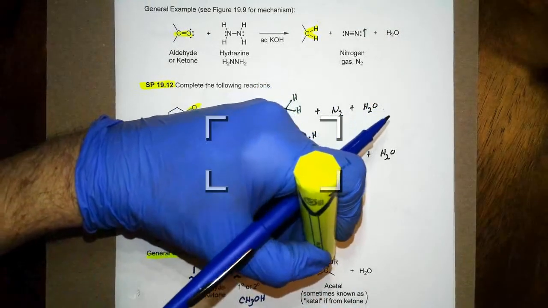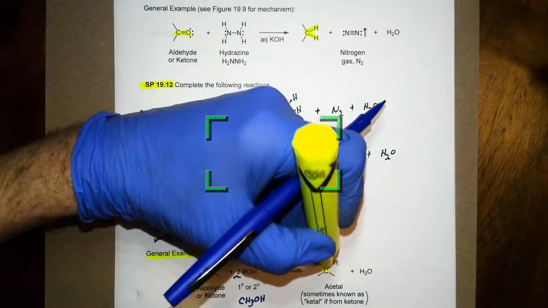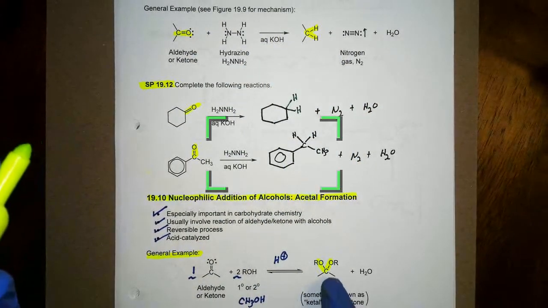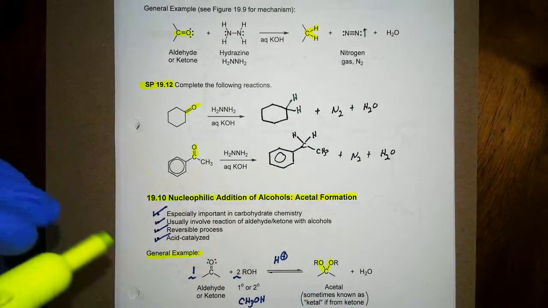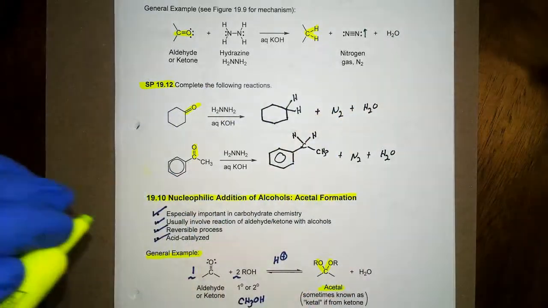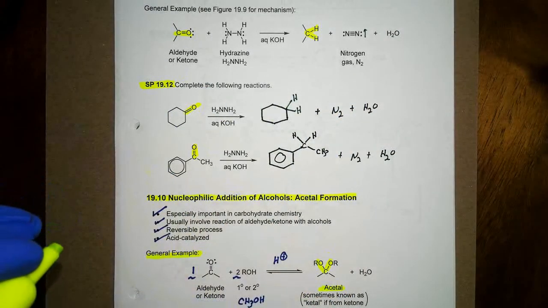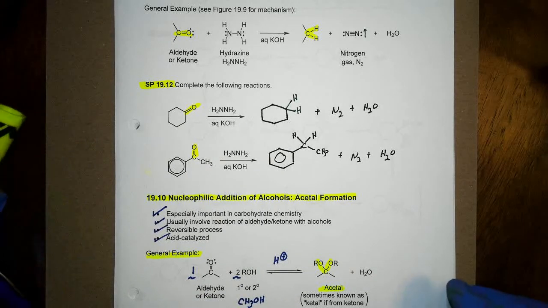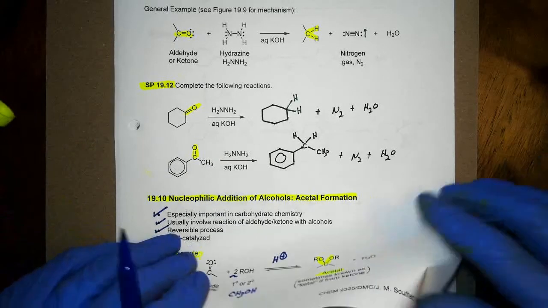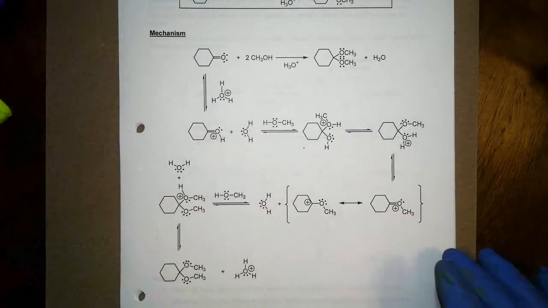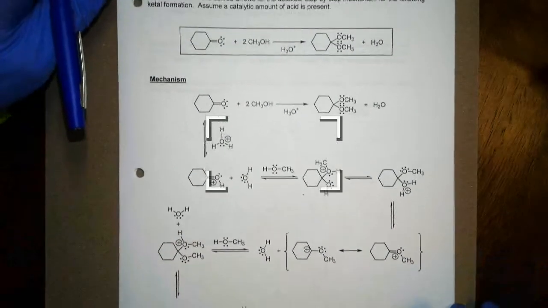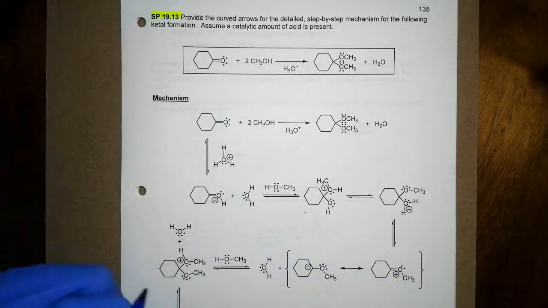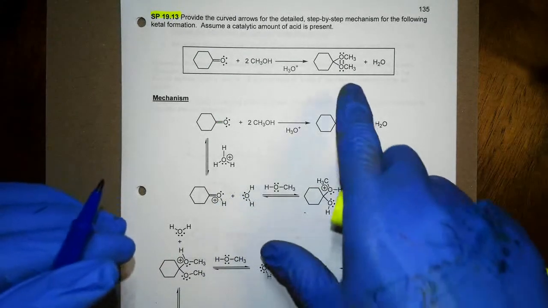Acetals have 2 oxygens bonded directly to the sp3 carbon in the center. And so this is kind of a general name. But if you start with a ketone, sometimes they call those ketals, but it's still an acetal. Okay, let's flip over to page 135. What I have on page 135 is an example of acetal formation, or specifically ketal.